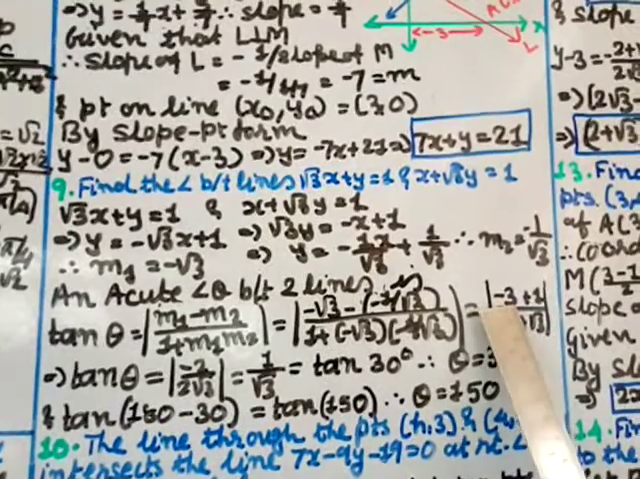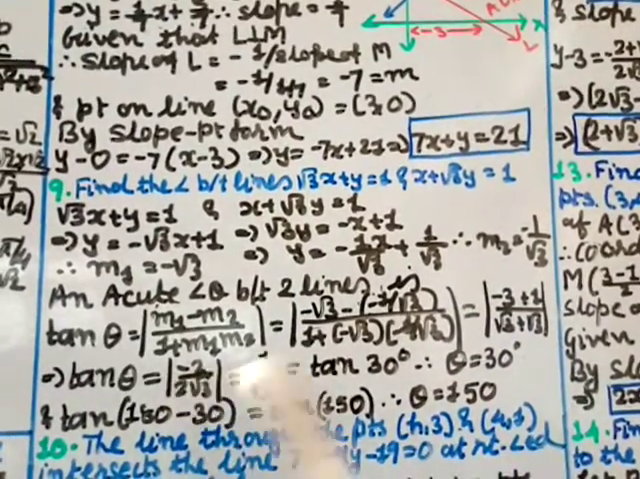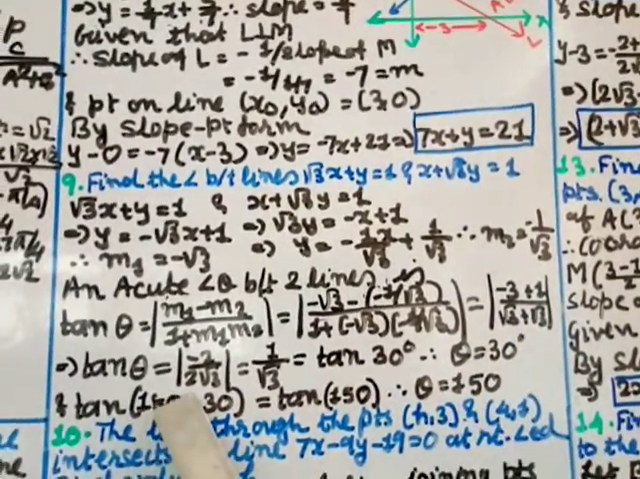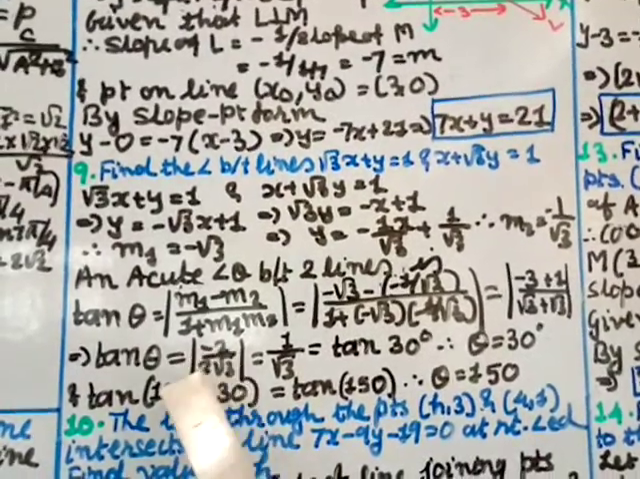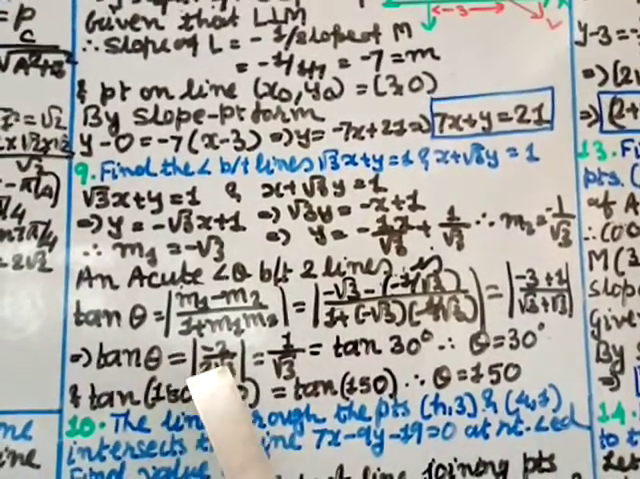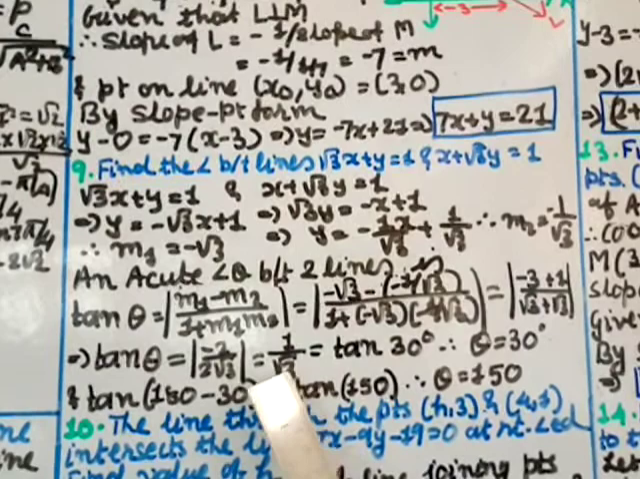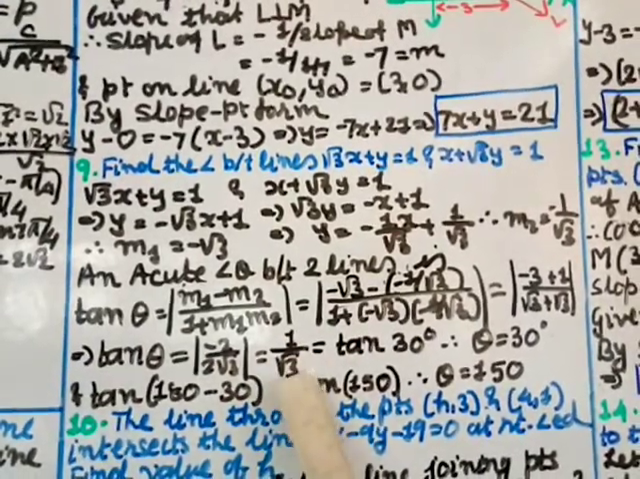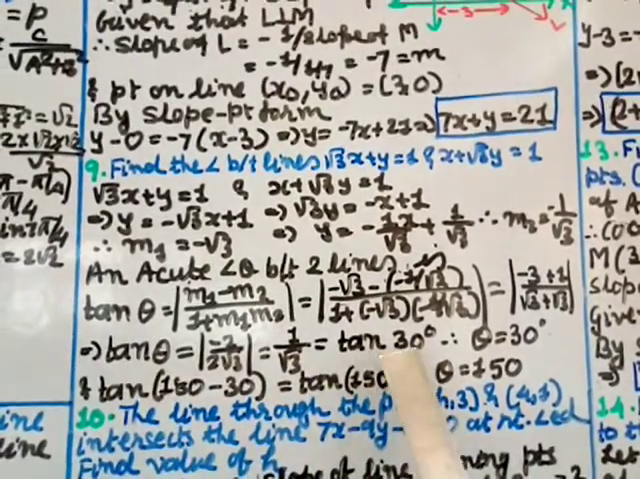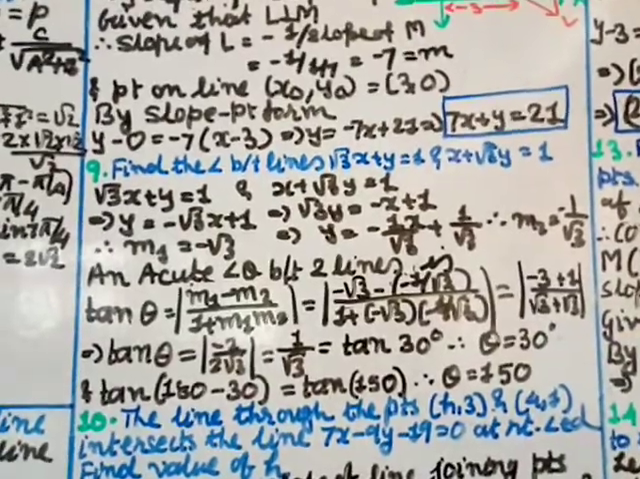Here minus 3 plus 1 gives you minus 2, root 3 plus root 3 gives you plus 2 root 3. The 2 cancels, so you get 1 by root 3. Take it out of the modulus, so it will be positive. Now the tan value 1 by root 3 is tan 30. That means the theta value is 30. Now this is the acute angle.